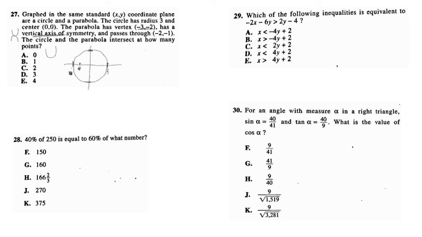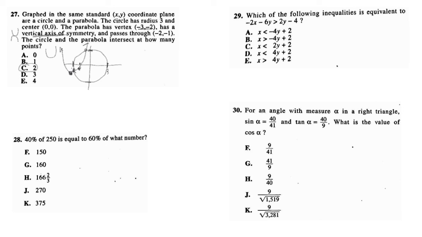And so the question says, the circle and the parabola intersect at how many points? Well, let's connect our dots and see. Well, it's not going to happen over here, but notice over here, we have to intersect at least 1, 2 times. So my answer choice is C.